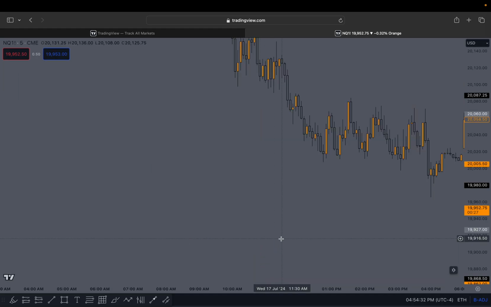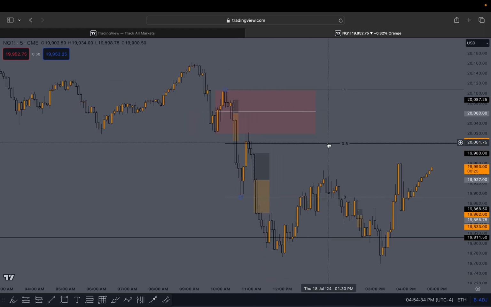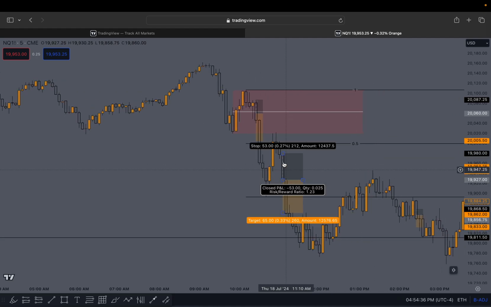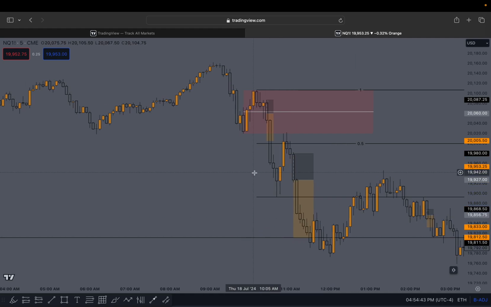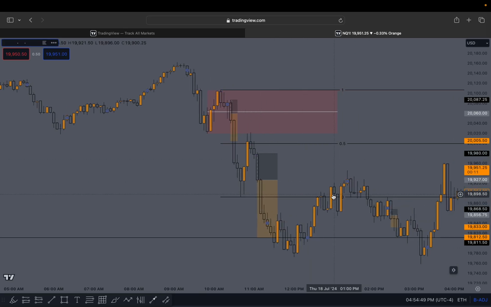The entry here is a 5-minute gap inversion, right here. Okay, stop above the candle, and then targeting lower, and then the sell side level down here would be your external target there. If you're going break even at this low right here, and then you're looking to hold a runner.